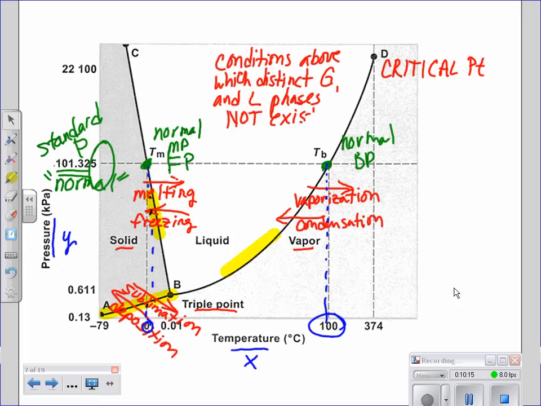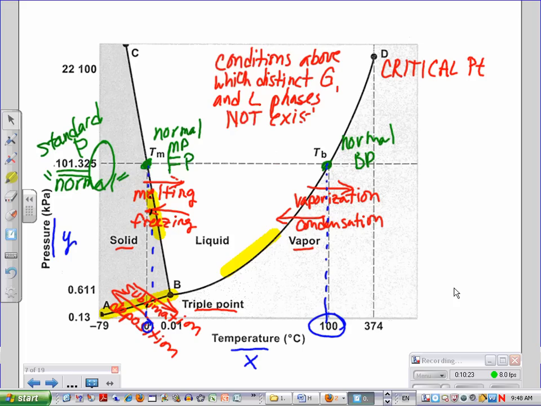So that gets us down to number 5. And number 5, you should understand that point B is the triple point. And what that means is that you've got all 3 phases that exist at those pressures and temperatures. And point D, we've already explained that one, the critical point.